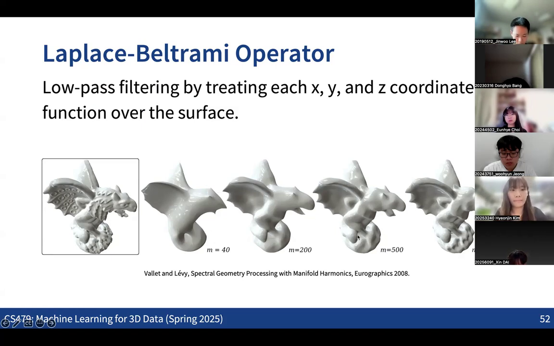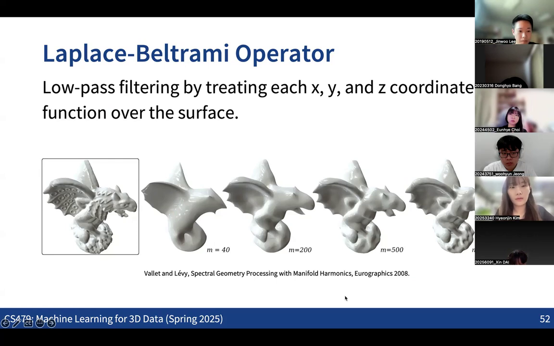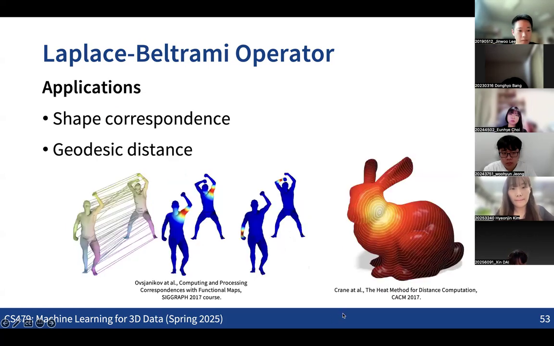This is a side note: the Laplace-Beltrami operator has lots of applications for spectral analysis, and it can also be used to find corresponding points across shapes, and also to compute the distance between two points over the surface as well. So there are tons of applications. Well, we are not going to have time to discuss all the things.